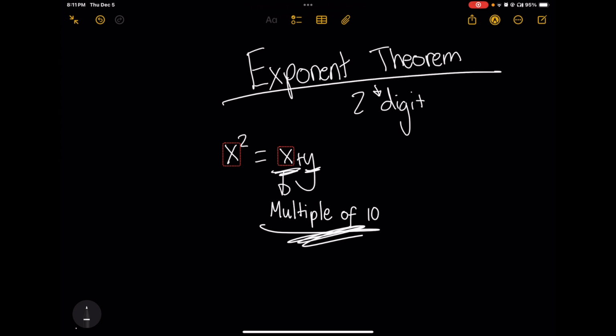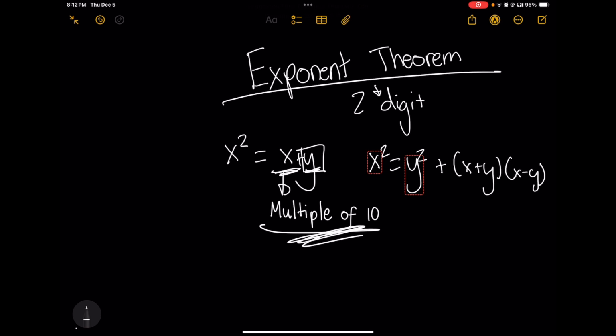So how it works is, like most people should know, there's squares up to 10 squared: 1 squared, 2 squared, 3 squared, up till 10 squared. This basically simplifies doing two-digit squares. So y is our ones digit, right? The thing is, x squared equals y squared plus x plus y times x minus y.